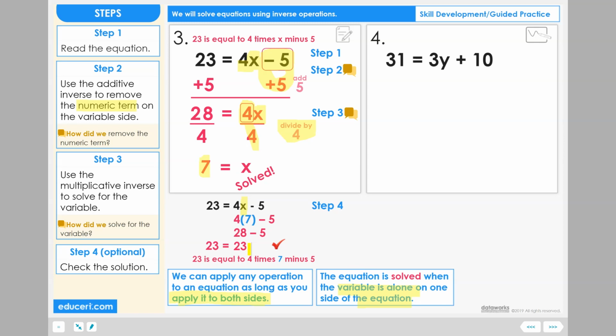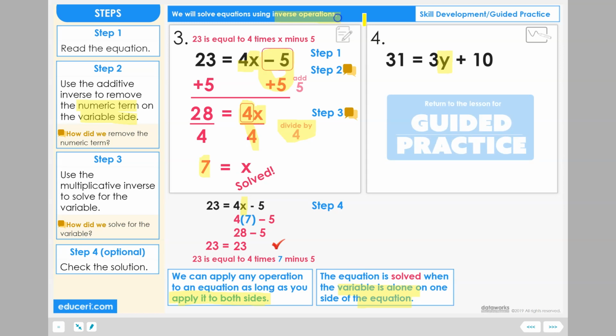You are now ready to solve equation number 4 for the variable y, making sure that you're still using the variable side to make your decisions on which inverse operations to use.